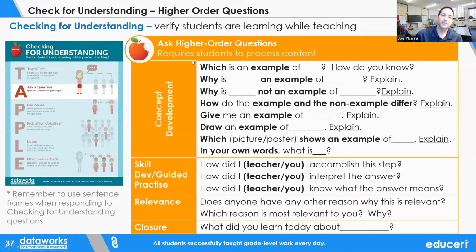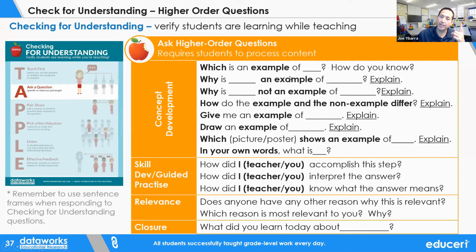Ask higher order questions, require students to process content. The difficulty with Bloom's taxonomy is there are so many levels, and there are thousands of types of questions to ask your students, hundreds at least. It's very difficult to know which types you're asking and when and where. We've synthesized that list, and we've come up with 8 questions in concept development. If you're asking your students these types of questions, you're using Bloom's taxonomy. Higher order thinking, which is an example.